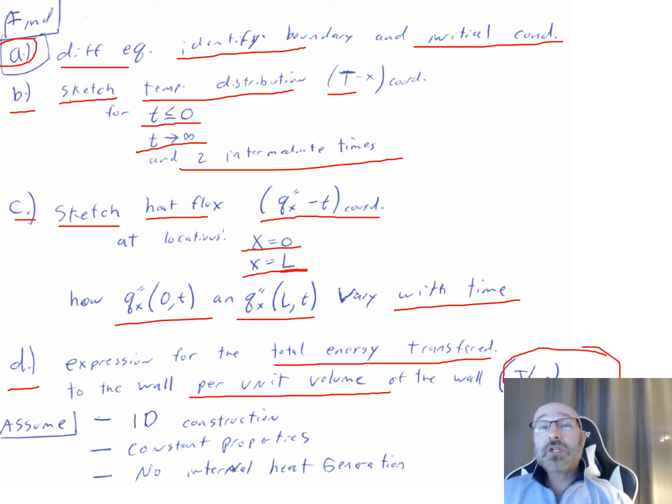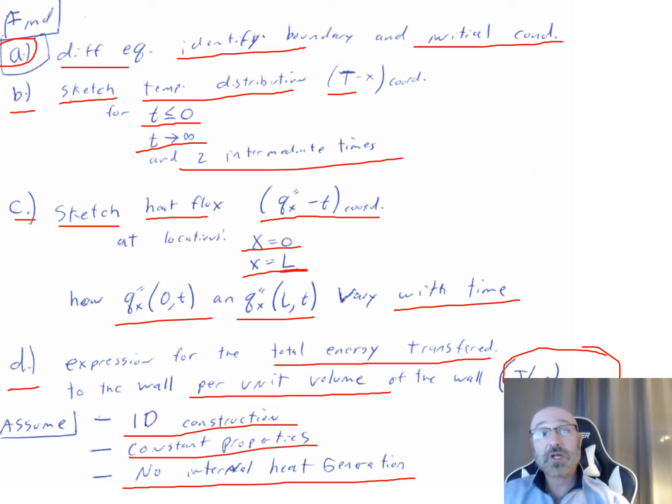So what are our assumptions that we can make from what we've seen in the problem statement and initial given diagram? One, it's a 1D construction that we're dealing with here. We're dealing with constant properties and no internal heat generation. This is going to simplify our solution substantially.